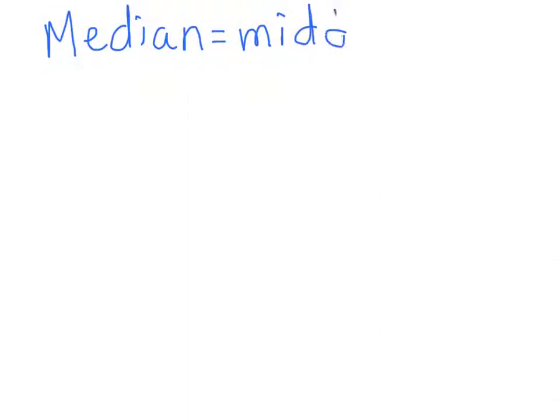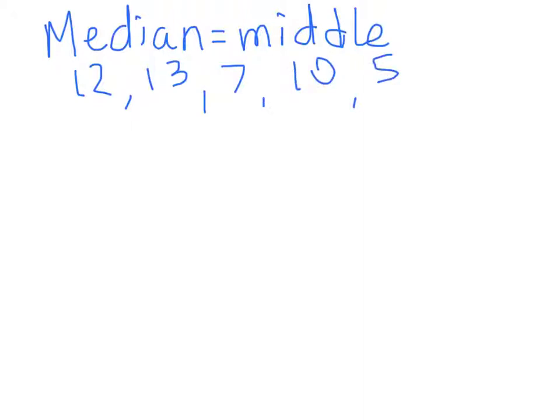Next we find the median. The median is the same as the middle. When you want to find the middle of something, again, you grab the numbers you have. Let's say 12, 13, 7, 10, and 5. The most important thing to do to these numbers is to put them in order from least to greatest.